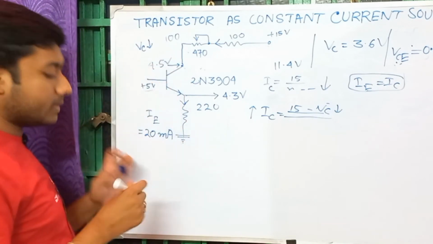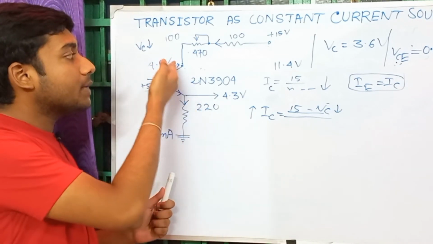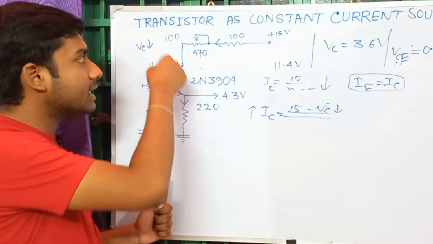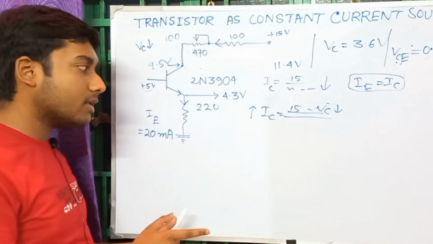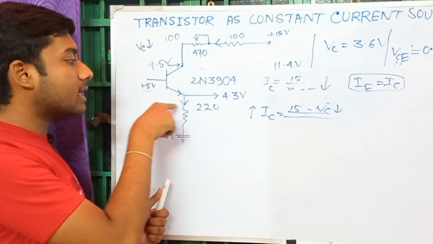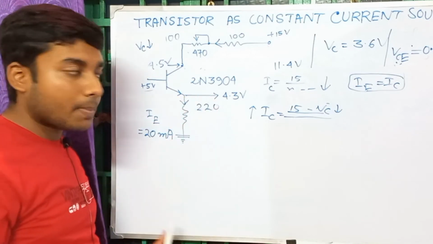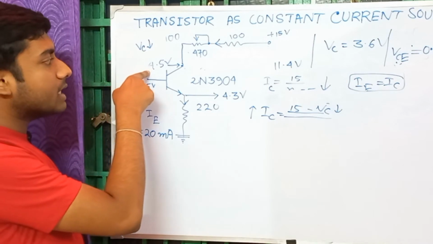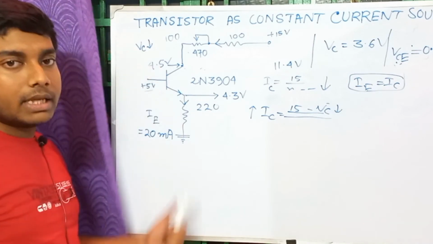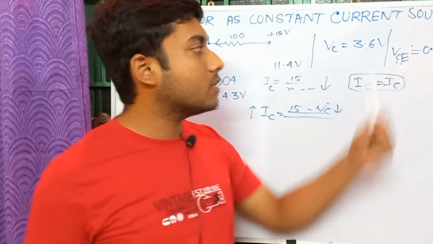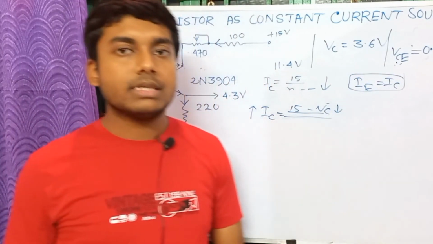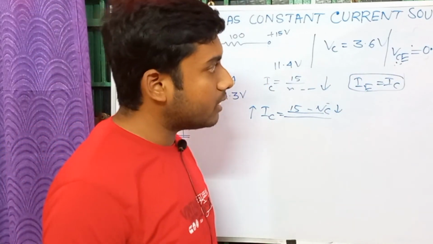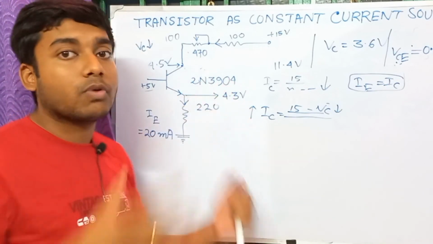now after this it will not drop down anymore. The VC cannot drop down anymore, because then the VC would be less than VE, and that cannot happen. So when this case arrives, the VC will become 4.5 volt, VCE equals 0.2 volt, and this will be in the saturation region. So then it will act as a constant voltage source.